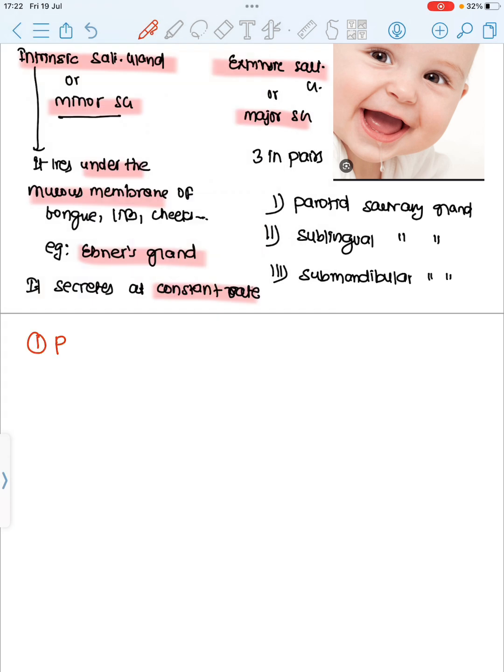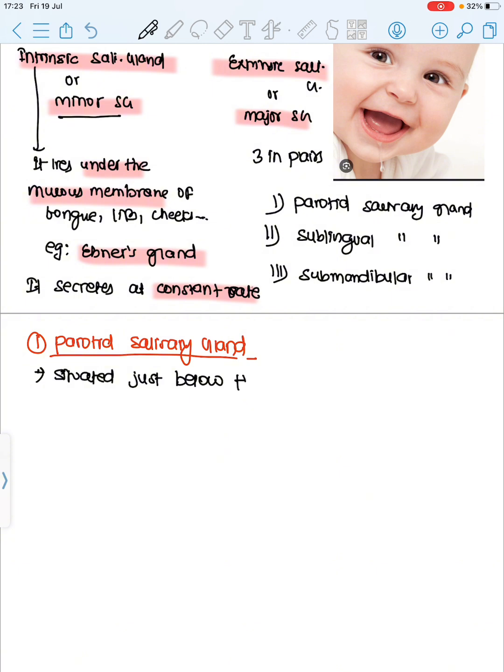First, parotid salivary gland. For each salivary gland, that is parotid, sublingual and submandibular, we are going to learn their location, their duct name and where their ducts open. So first, the parotid salivary gland is situated just below the root of each ear.